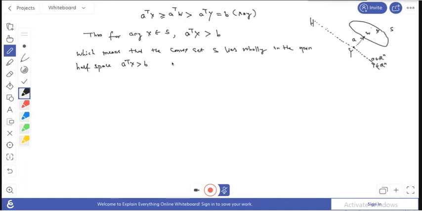Okay, so this A transpose X, this open half space, and that half space is produced by the hyperplane, which is A transpose X equals B. Okay, so this hyperplane is produced by A, the orthogonal vector, which passes through this point C. This equals B. Okay, so here the proof is complete. So this completes your proof.